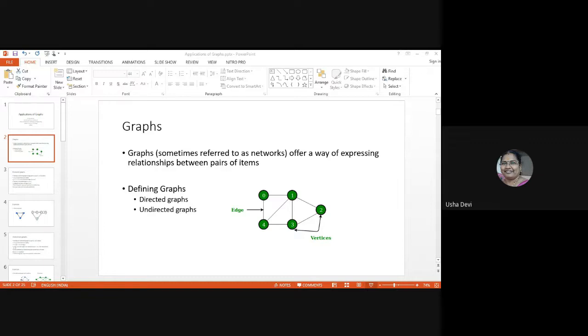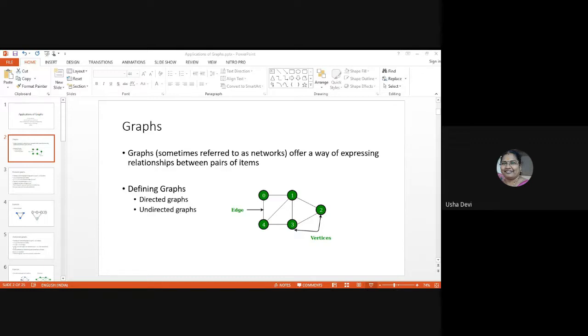So this graph, under which category is it? Directed or undirected? Ma'am, undirected. There is no direction mentioned. Simply it is connected with an edge from 0 to 1 alone. It means you can transfer anything from 0 to 1 as well as from 1 to 0. Both ways are possible. In such a case, we mention it as undirected.